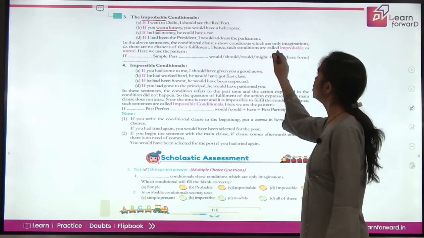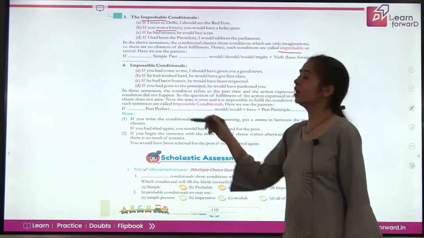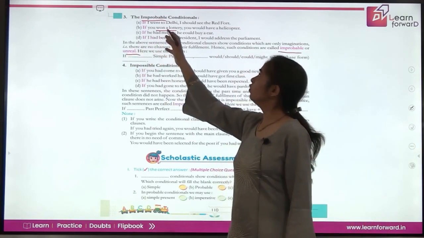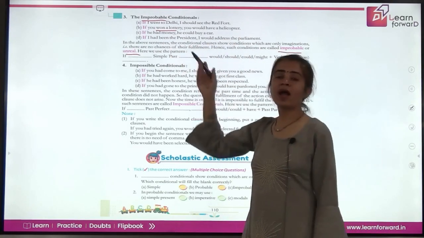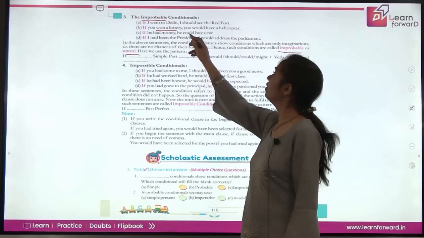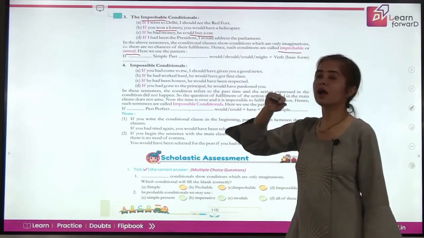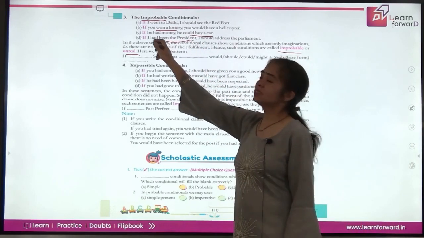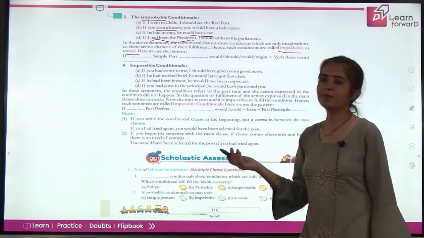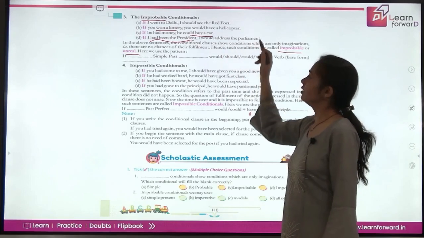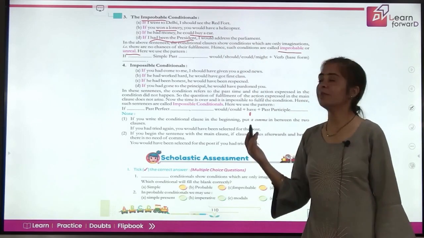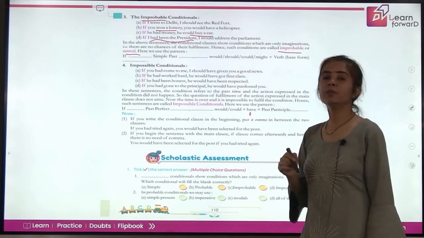Hence, these conditions are called improbable, or they are also called unreal. So, if you won a lottery, you would have a helicopter. If you had money, you are not going to have it, he could buy a car. If I had been the president, I am not going to be a president. So, these are unreal pictures. Actually, I would address the parliament. So these are all imaginations and these are called improbable conditions.